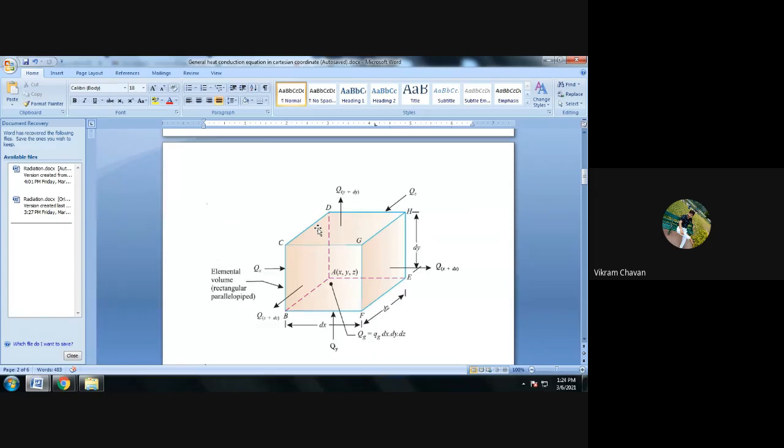Draw it neat and clean, and show all the nomenclatures appropriately. So the diagram is most important to understand the derivation. If you understand the diagram, it will be easy to understand the derivation.